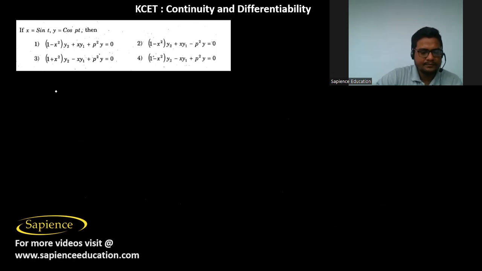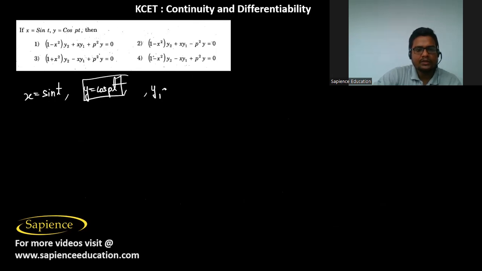Then here it is told that if x equal to sine t and y equal to cos pt, then we have to find which relation is true among y, y1 and y2. So y is cos pt, and y1 means dy by dx. So that is equal to dy by dt divided by dx by dt. So this will be equal to, now dy by dt, that is minus p sine pt, and dx by dt is cos t.